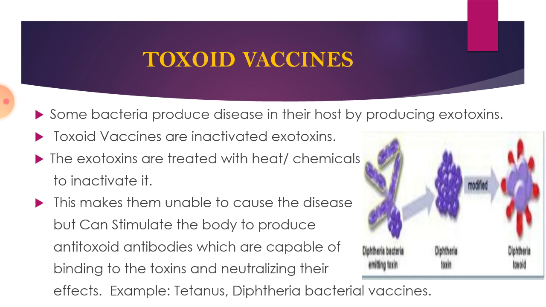Toxoid vaccines. Some bacteria produce disease in their host by producing exotoxins. Toxoid vaccines are inactivated exotoxins. The exotoxins are treated with heat, chemicals, or radiation to inactivate them. This makes them unable to cause the disease but they can stimulate the body to produce antitoxin antibodies, which are capable of binding to the toxins and neutralizing their effects. Tetanus and diphtheria bacterial vaccines are examples of toxoid vaccines.